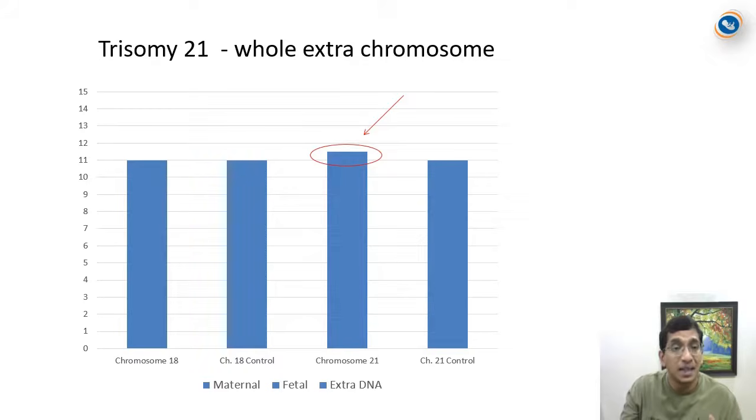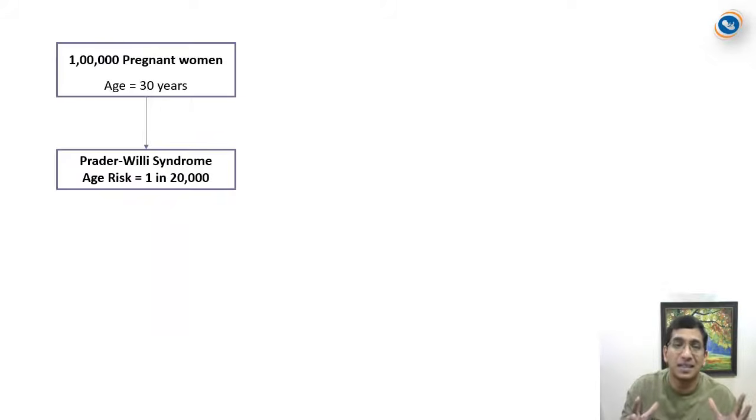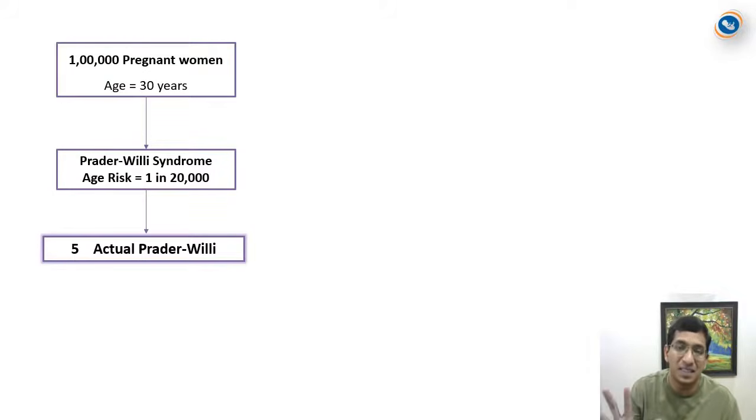Again, let's go back to our heart attack slide, and look at what happens in Prader-Willi syndrome, which is a rare syndrome. The rarer the syndrome, the more NIPT test results you will have which are wrong, and this is why. So again, you have 1 lakh pregnant women aged 30 years. Prader-Willi syndrome risk is 1 in 20,000. So in 1 lakh women you will just have 5 cases where the baby actually has Prader-Willi syndrome.